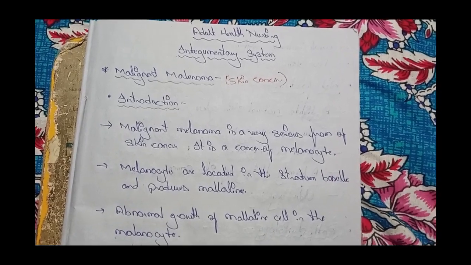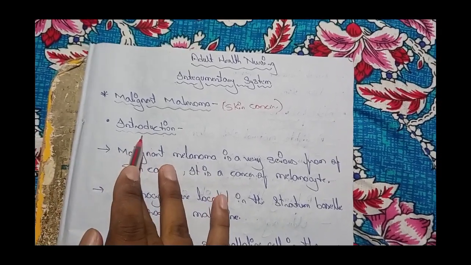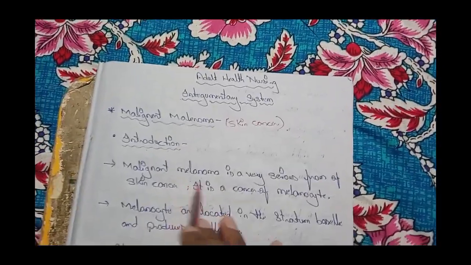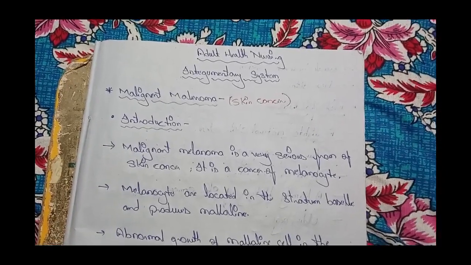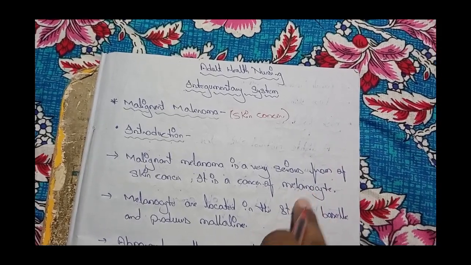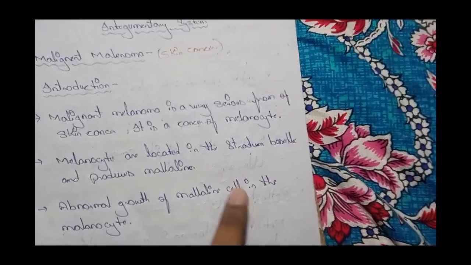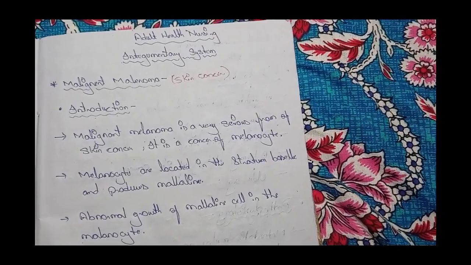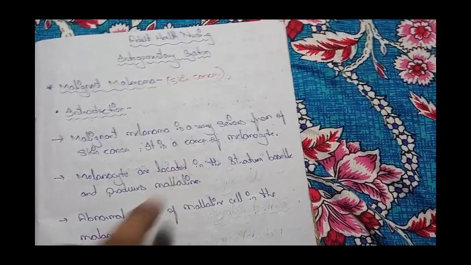I think it will be interesting for you. So first, introduction. Malignant melanoma is a very serious form of skin cancer. It is a skin cancer, but it is a serious form of skin cancer. It is a cancer of the melanocyte. Melanocyte means one cell that is there for our skin color. This is the skin cancer for that.